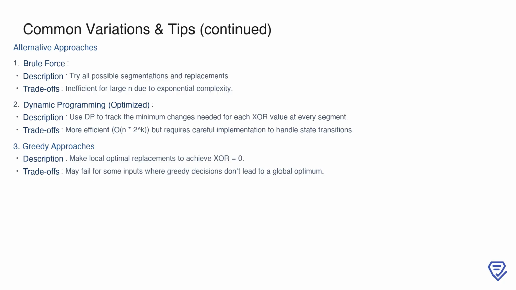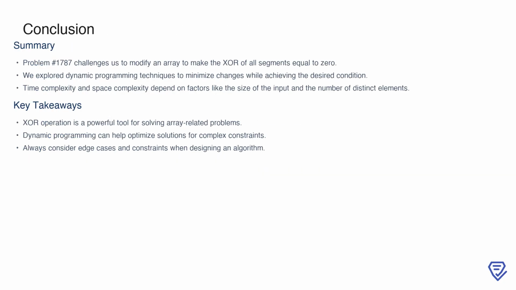Another option is to use a greedy approach, where you make local optimal replacements to achieve the desired XOR value. However, the trade-off is that greedy methods may fail in cases where local optimality doesn't lead to a global solution. Each approach has its strengths and weaknesses, so it's important to choose the one that best fits the specific problem constraints and input size. Great work!